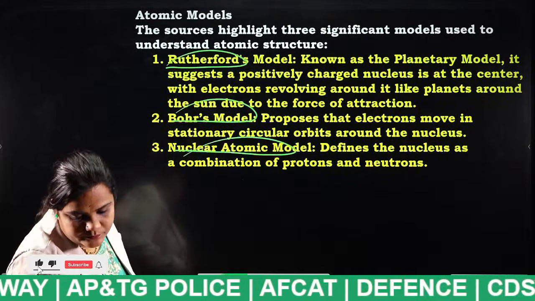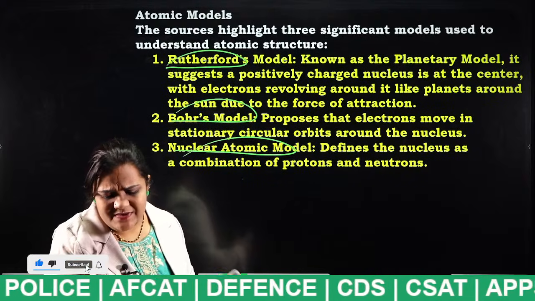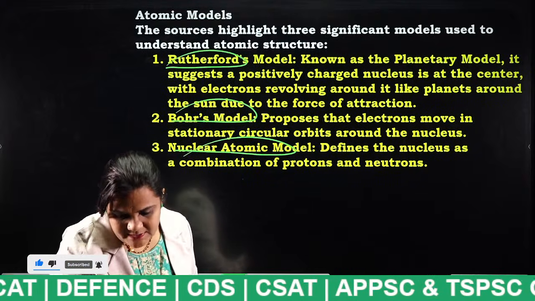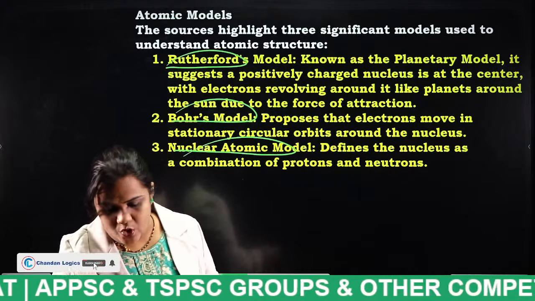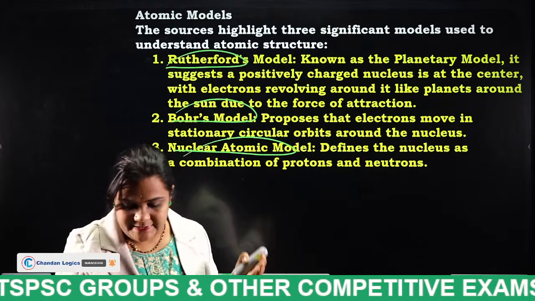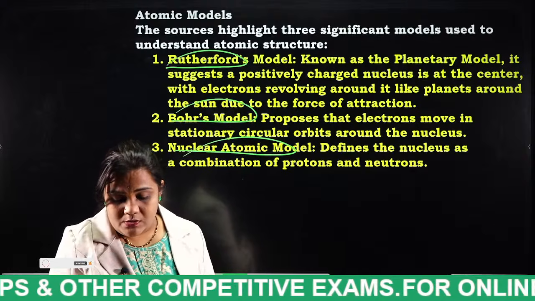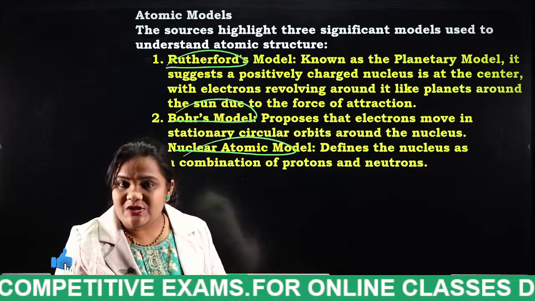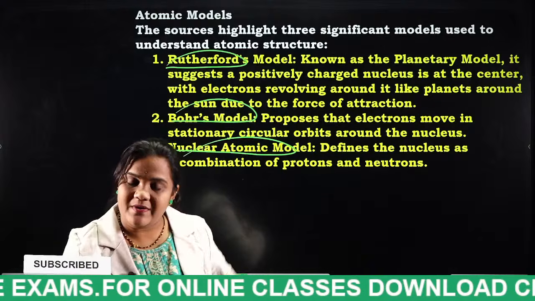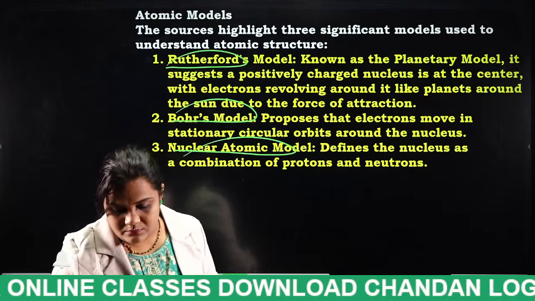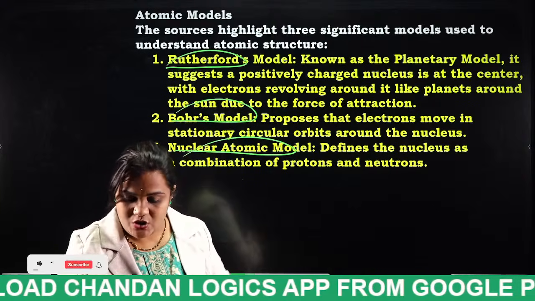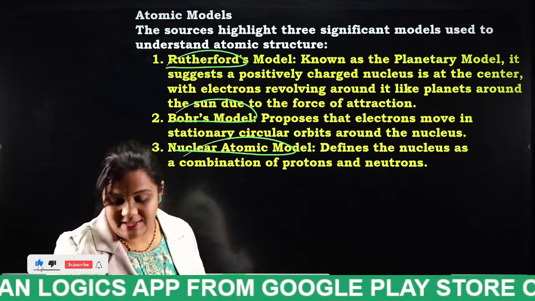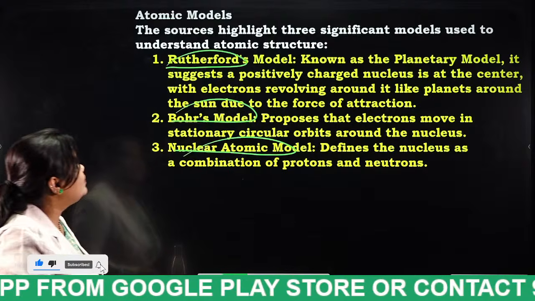Very good. Electron 1897, proton 1970, neutron 1932. Very good. If you give the information, it will be helpful for you only, not for me. So all of you make a note of it or take a screenshot of it. I think everybody knows that.